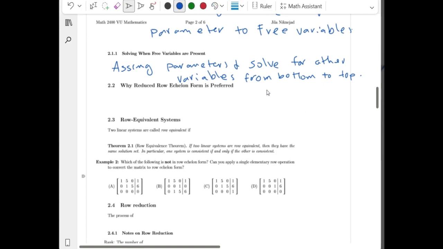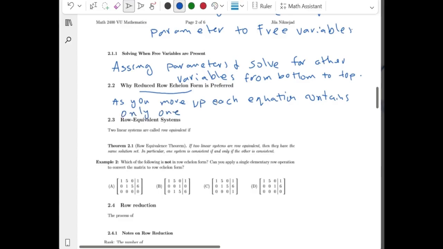So why is reduced row echelon form preferred? You can tell that in the reduced row echelon form, as you move up, each equation contains only one non-free variable.